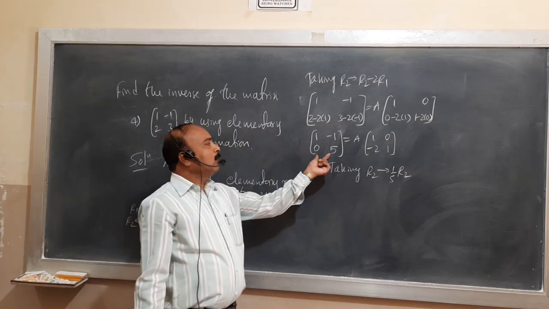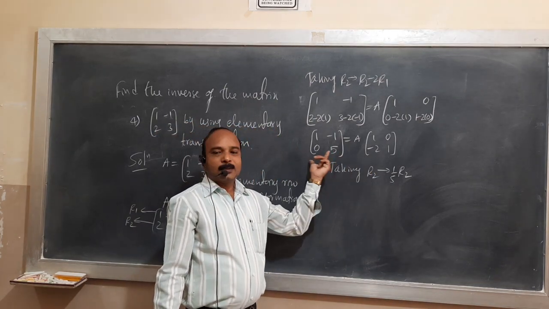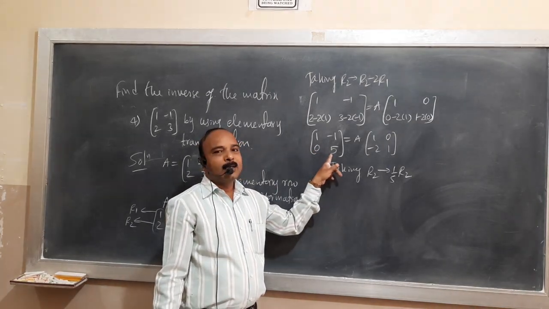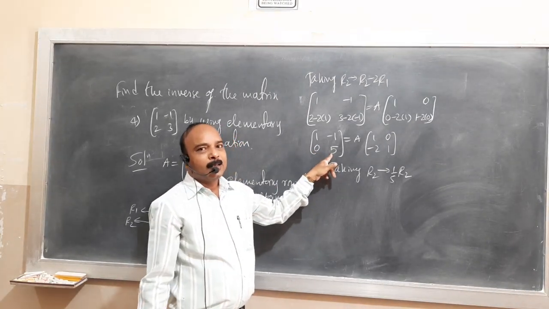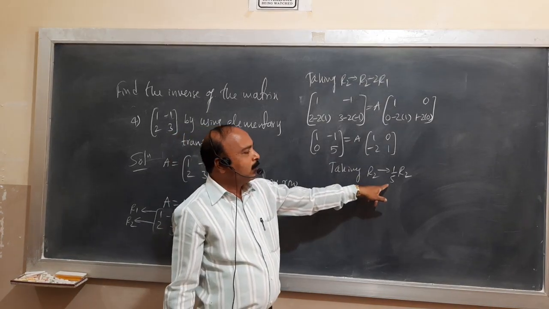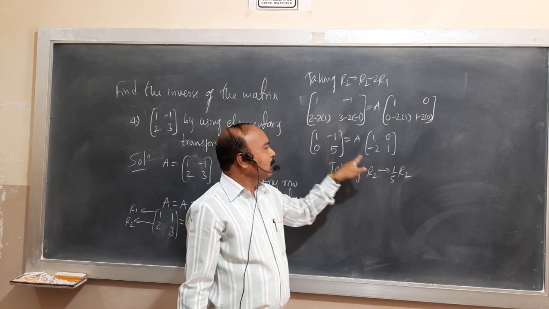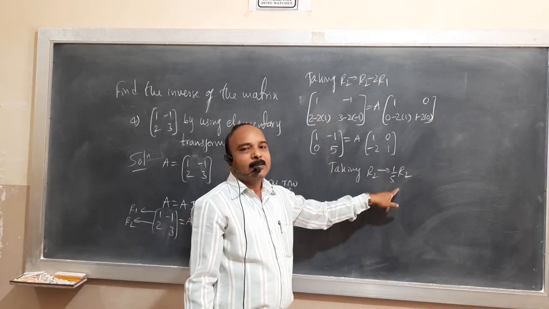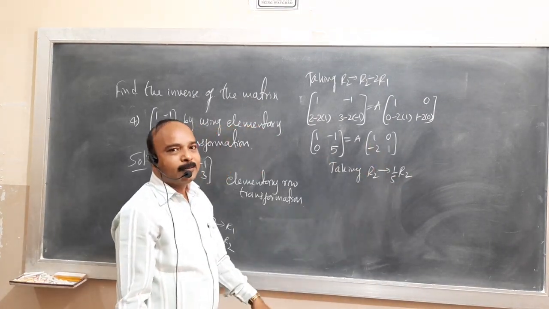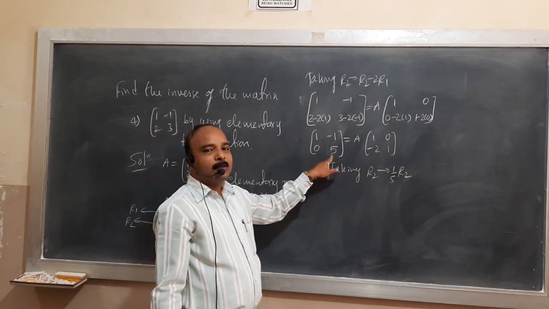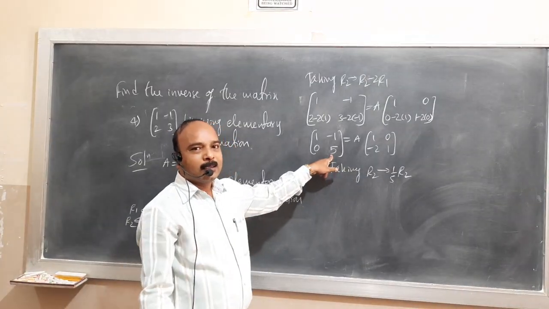The same element you divide for the whole row, that is the second row, then we get 1 because 5 by 5 equals 1. Suppose it is other than 5, you divide by that element only. Suppose here 6, you take 1 by 6 R2. Suppose it is 7, you take 1 by 7 R2, like that. Then it becomes 1. For that reason you divide the entire row by this element.